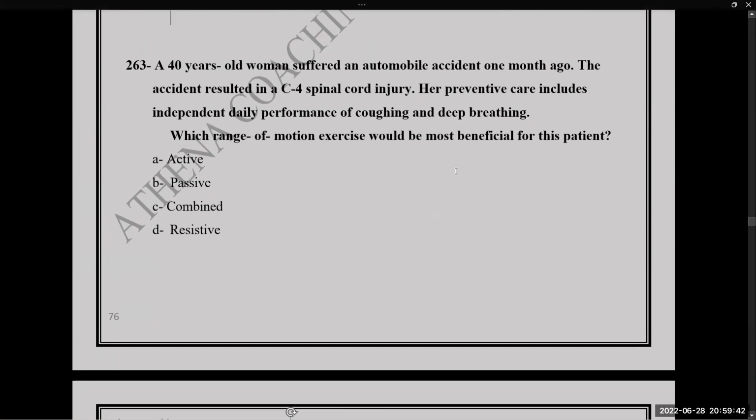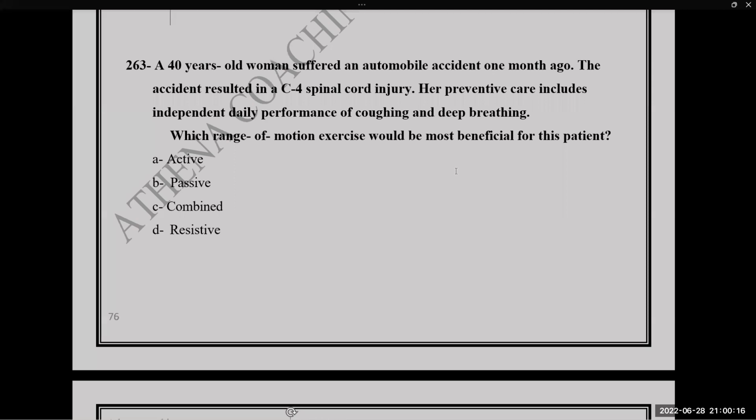So here the spinal cord injury happened at C4, and preventive care includes independent daily performance of coughing and deep breathing exercise. Why? Because in case of a cervical C4 injury, the chest muscles get paralyzed and there will be chances of swallowing impairment and altered breathing. Okay, so that is also expected. So what kind of motion or what range of exercise should be beneficial for the patient?